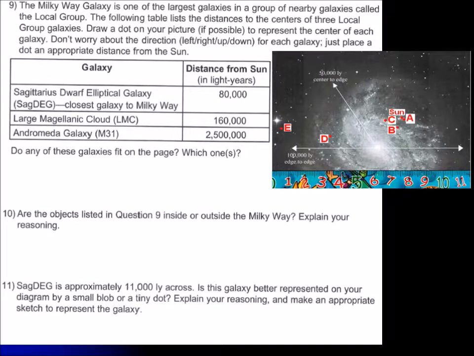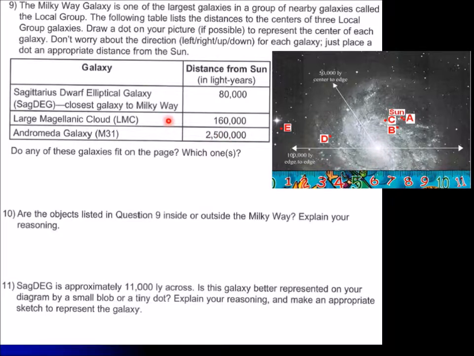And now we have three more objects. One is a dwarf galaxy in Sagittarius, and a Large Magellanic Cloud, and the Andromeda galaxy, and they are at these distances from us. In terms of our distances, remember that 1 millimeter equals 1,000 light years. So this is 80 millimeters away from us, which means that it's 8 centimeters away from us. The whole thing is 10 centimeters. So 8 centimeters in this direction would be inside of the galaxy, but 8 centimeters in the opposite direction would be outside the galaxy. So we can probably fit it inside, but it's, you know, iffy.